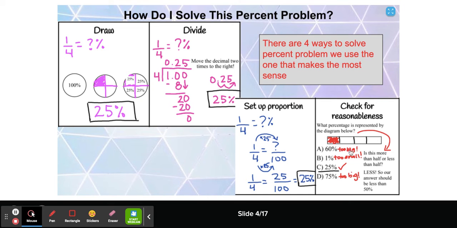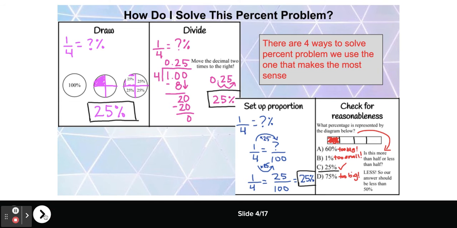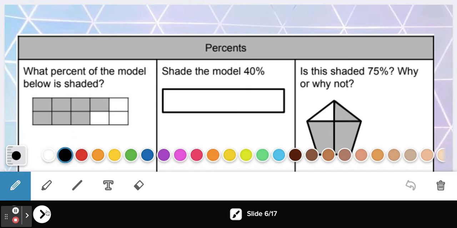Okay, so again, if I cut this in half, half of it should be shaded for 50, and I only have a little bit less than half. So this one's too big as well. So see how I didn't have to do math to do these? So that's how we use the 4 things to solve a percent problem. And I'm going to be talking about these as I'm moving along with our math stuff.